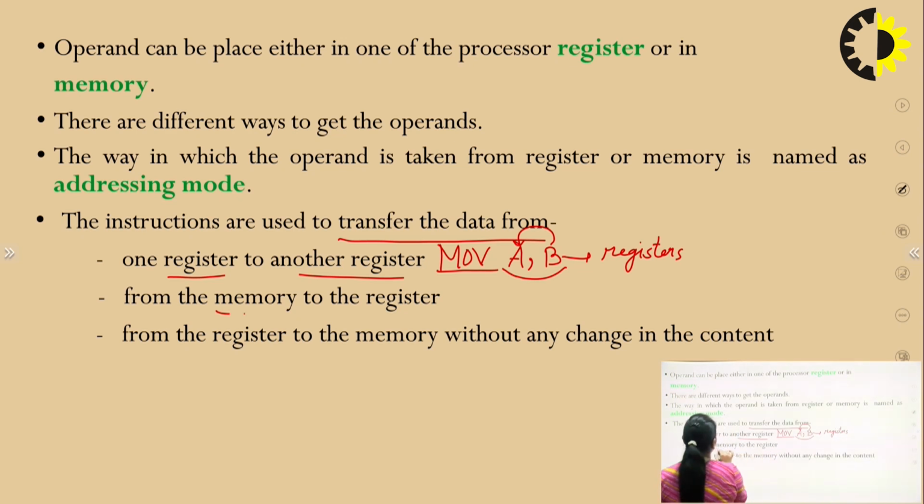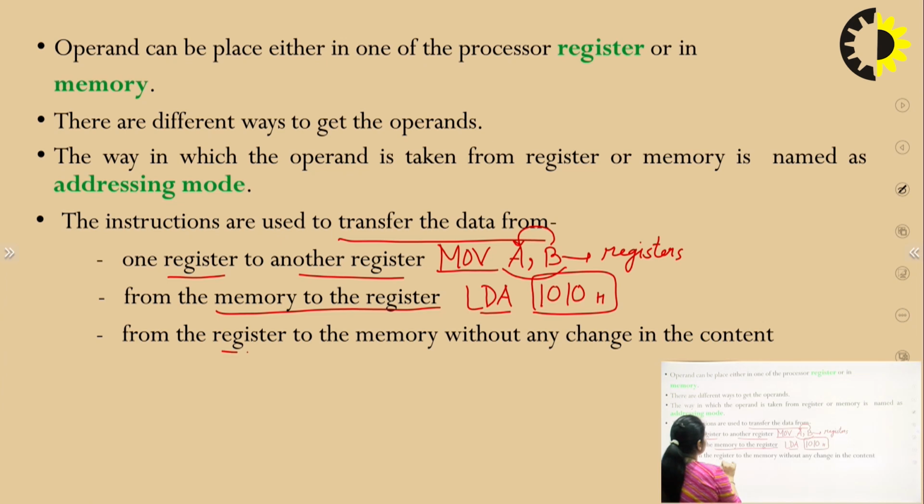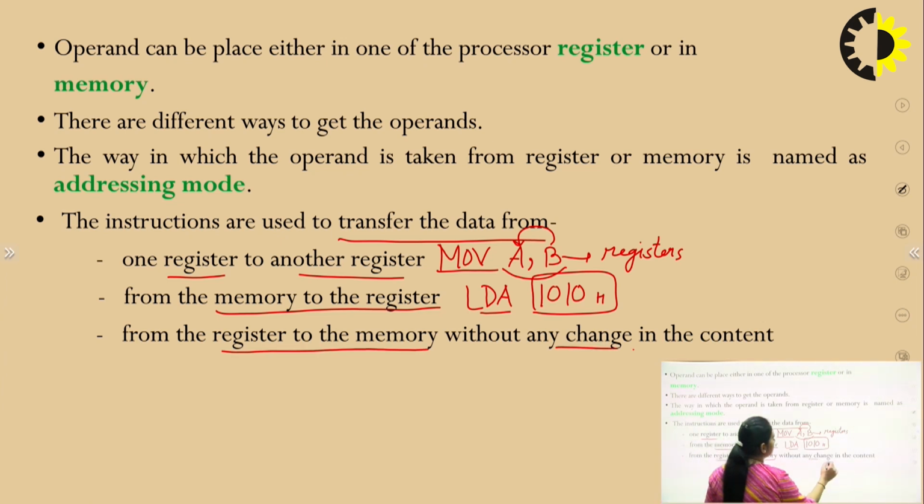Next is from the memory to the register. The data is copied from the memory to the register, like LDA, load accumulator directly, 1010. So the contents of 1010 will be copied to the accumulator. And next, from the register to the memory, without any change in the content. Suppose I have to move data from the accumulator to some memory address.